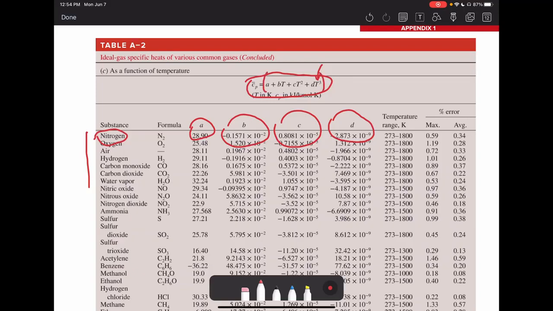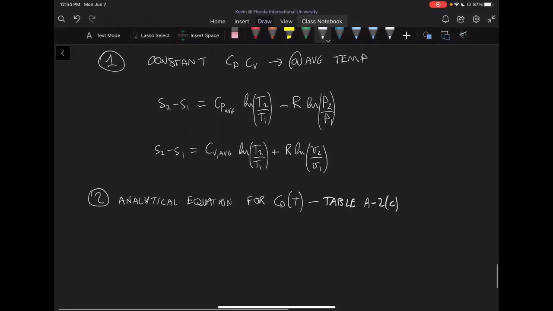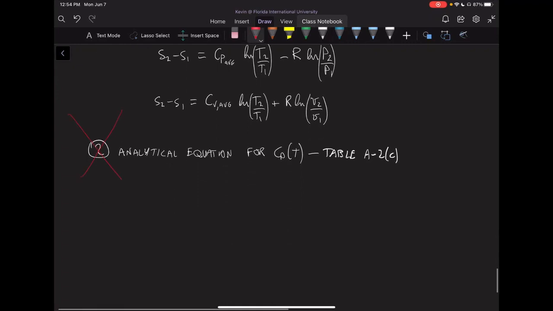Now, in this class, we're not going to do that. We're not going to solve for this because it would take too much time, but know that this technique is available to you if you want to. So method 2, we're not going to be using.